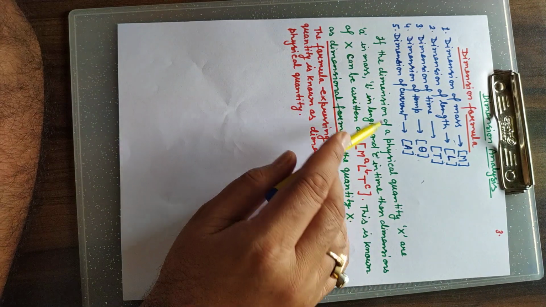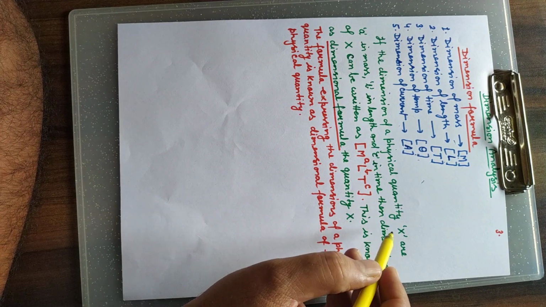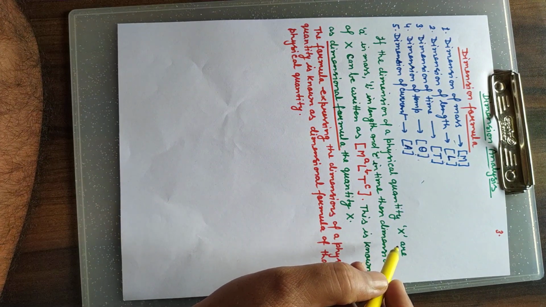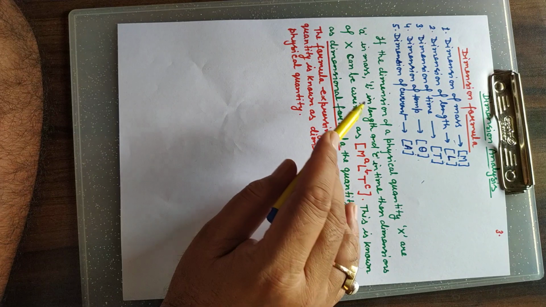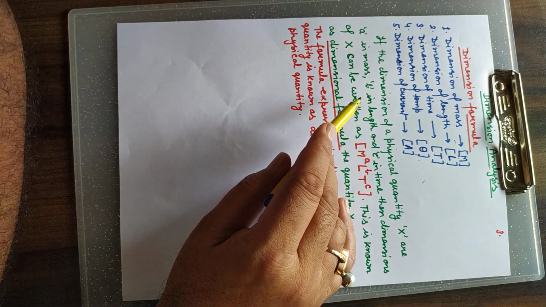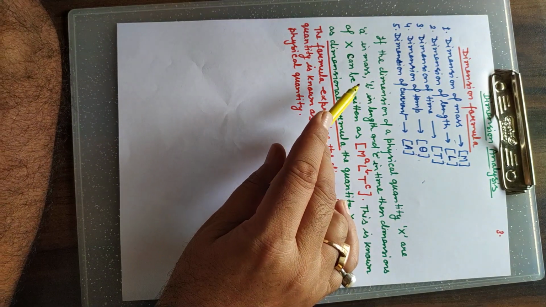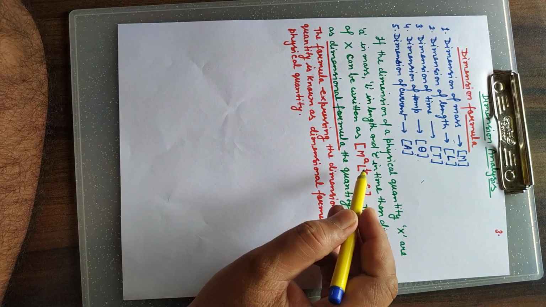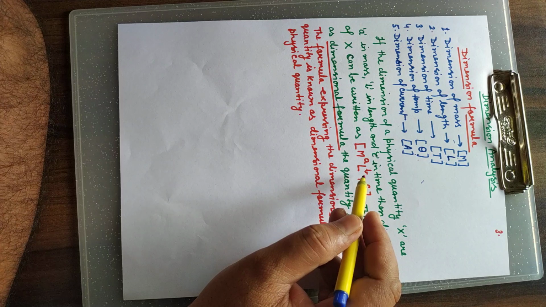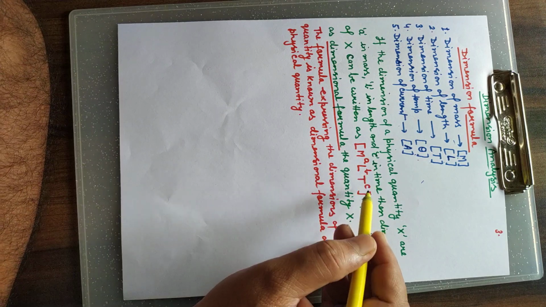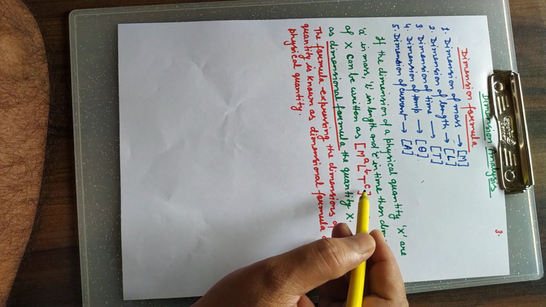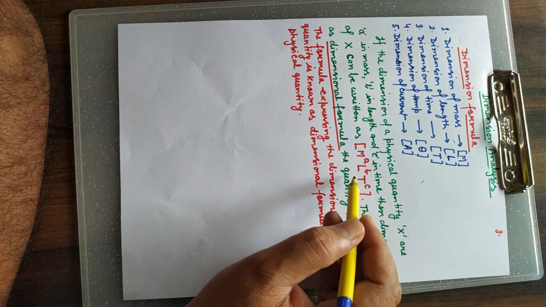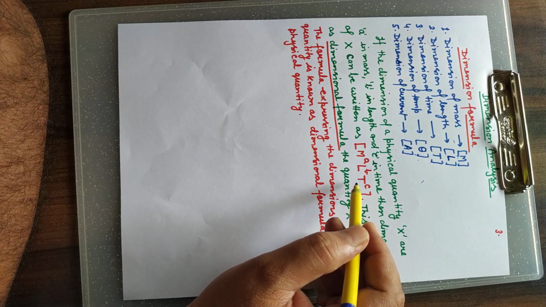So, if x is a physical quantity, suppose that the power of mass in its dimension is a, the power of length is b, and the power of time is c. So how can I express the dimension formula of the given physical quantity x?